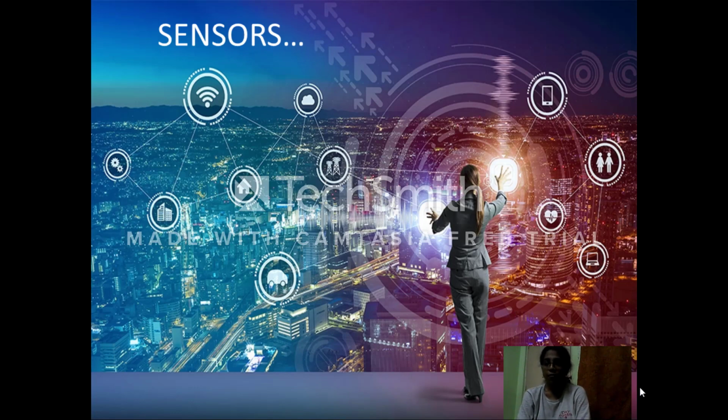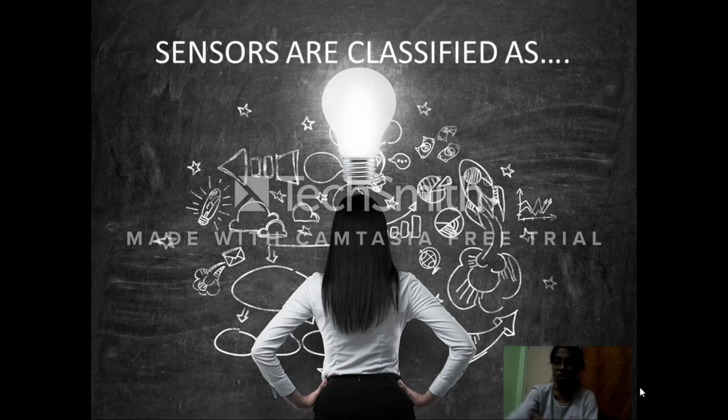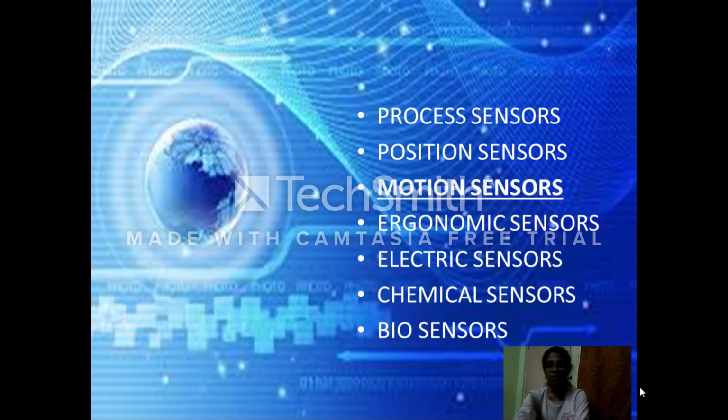Now there are again different types of sensors. There are many types of sensors, many. So to organize things, to make them easier to learn and to pick up the application within no time, these sensors are organized into a few categories. So now we'll just have a look at those categories. They are process sensors, position sensors, motion sensors, ergonomic sensors, electric sensors, chemical sensors, and biosensors.